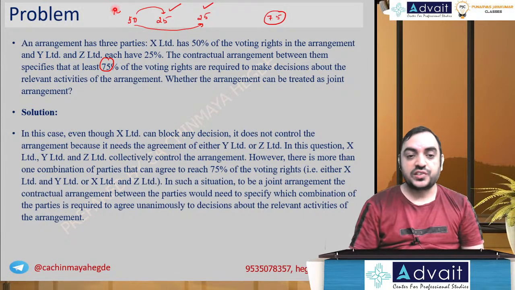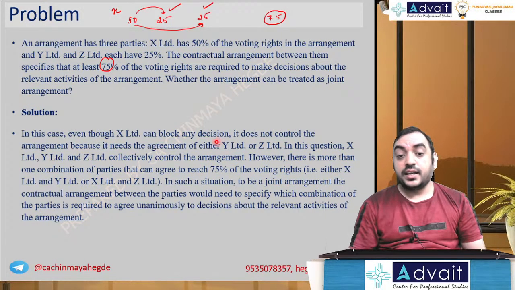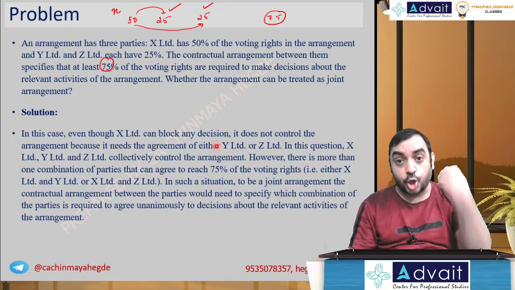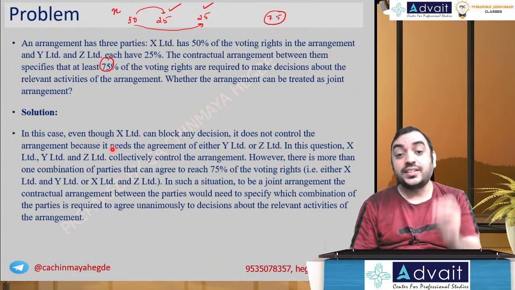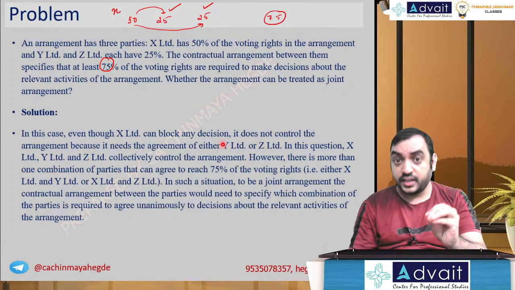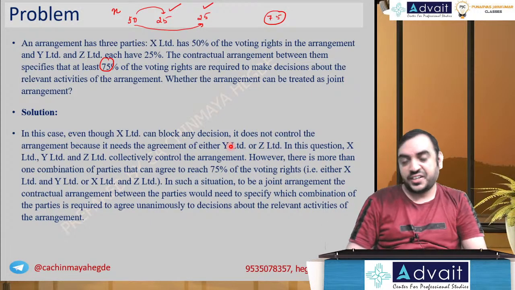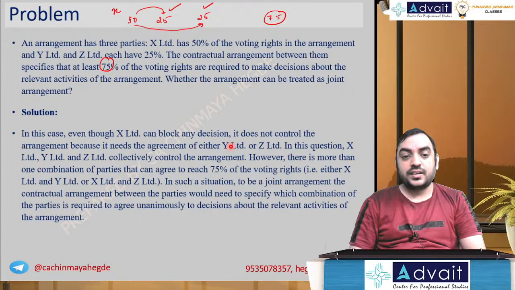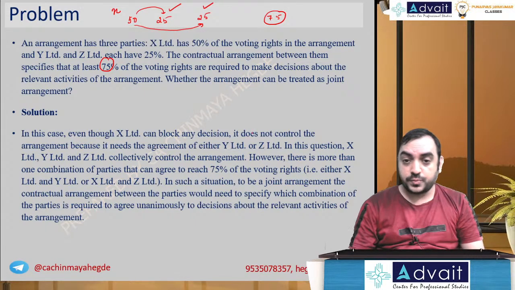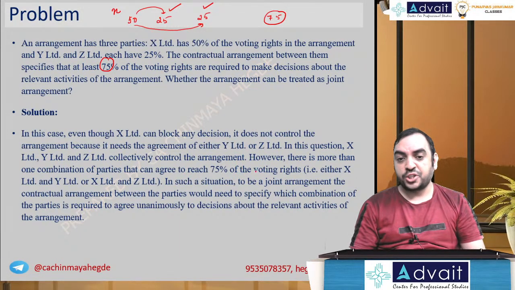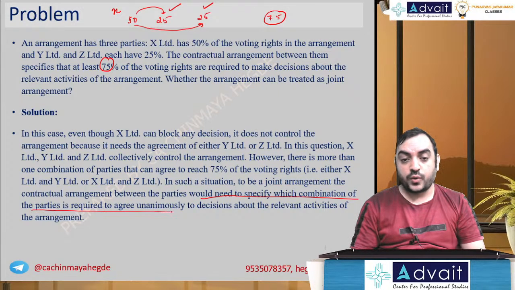Let's see what the solution says. In this case, even though X Limited can block the decision, yes, X Limited can stop it, it does not control the arrangement because it needs the agreement of either Y Limited or Z Limited, 50 plus 25, to make it at least 75. In this question, X Limited, Y Limited, Z Limited collectively control the arrangement. However, there is more than one combination of parties that can agree to reach 75% of voting rights. In such a situation, the contractual arrangement between the parties would need to specify which combination of the parties is required to unanimously decide the relevant activities of the arrangement.